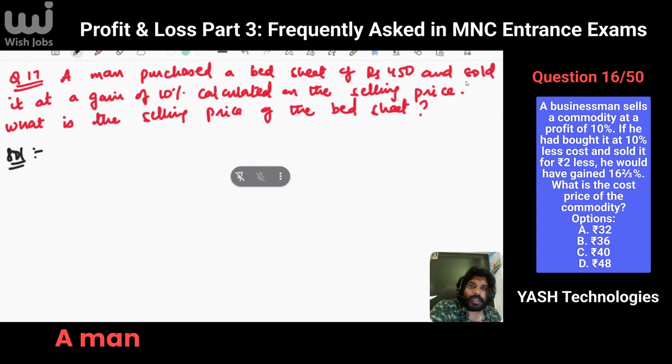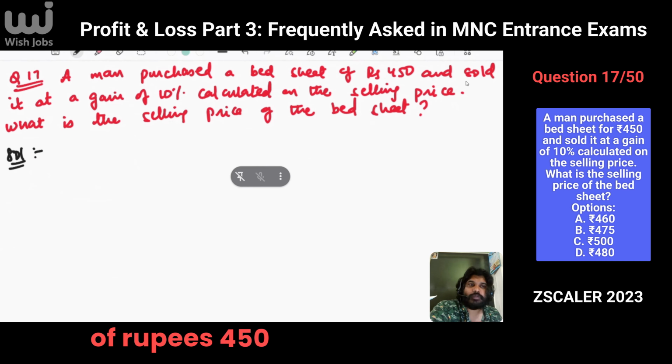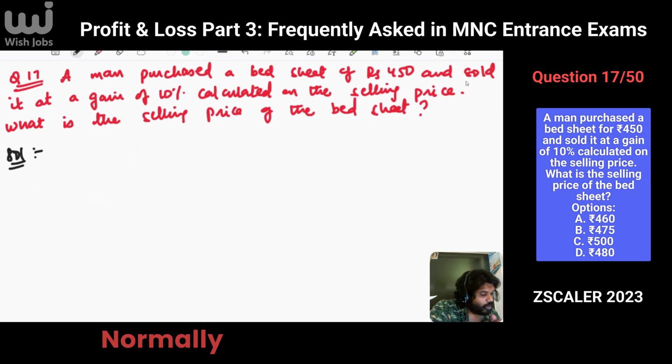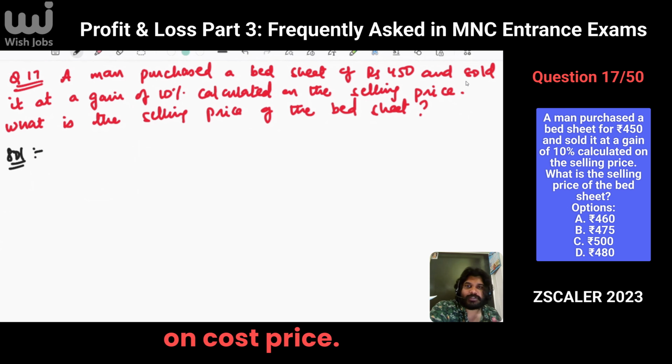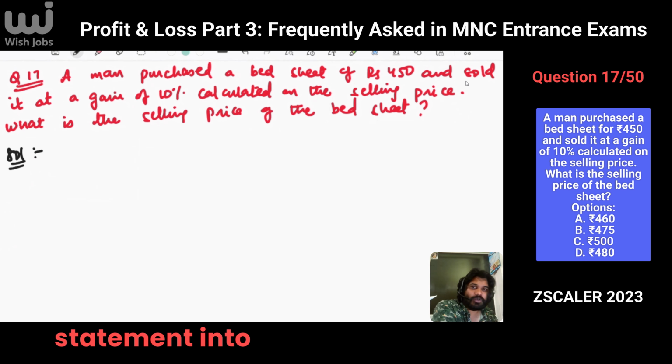Fifth question. A man purchased a bedsheet of rupees 450 and sold it at a gain of 10% calculated on the selling price. What is the selling price of the bedsheet? Normally, profit and loss are always calculated on cost price. But here he gave it is calculated on the selling price. So we need to take that statement into consideration.